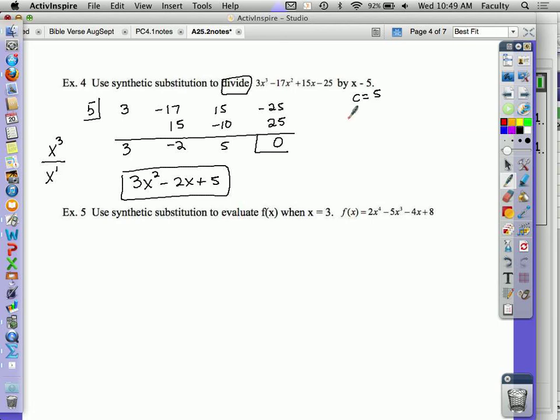Now, I want to do something else, and I want you to use synthetic substitution to evaluate, and we're going to call that polynomial f of x at x is 5. Okay, we'll call this f of x. So what's f of 5? Did anybody pick it up on the first example? It's the remainder, so it's 0.